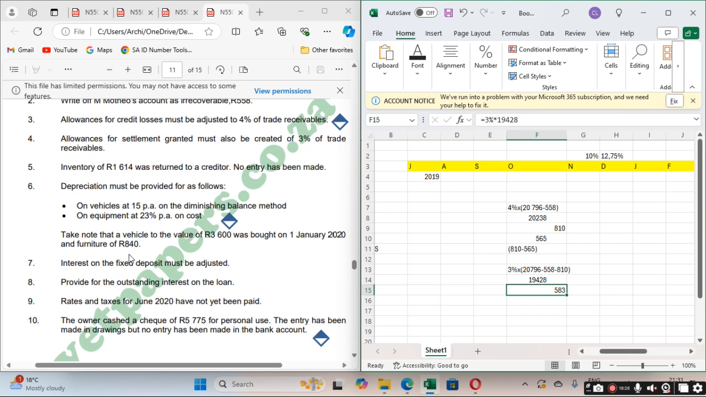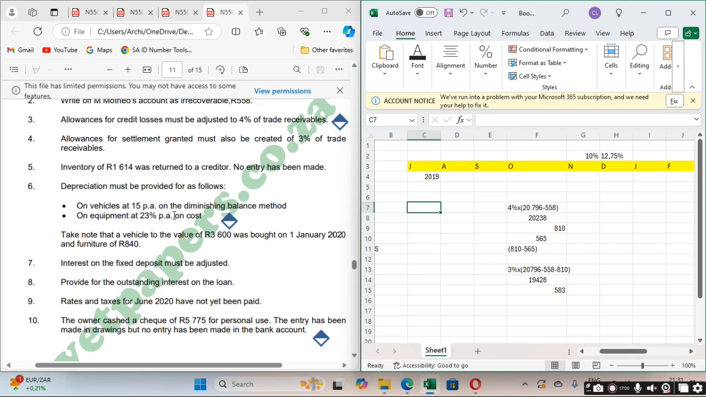Okay, so this one, the equipment is exactly the same as the one we were doing on the previous question paper. The process is still the same. So you're going to say for equipment. I'm not going to do the whole calculation for equipment because it's going to be time consuming. I'm only going to do this diminishing balance method because it's something different.